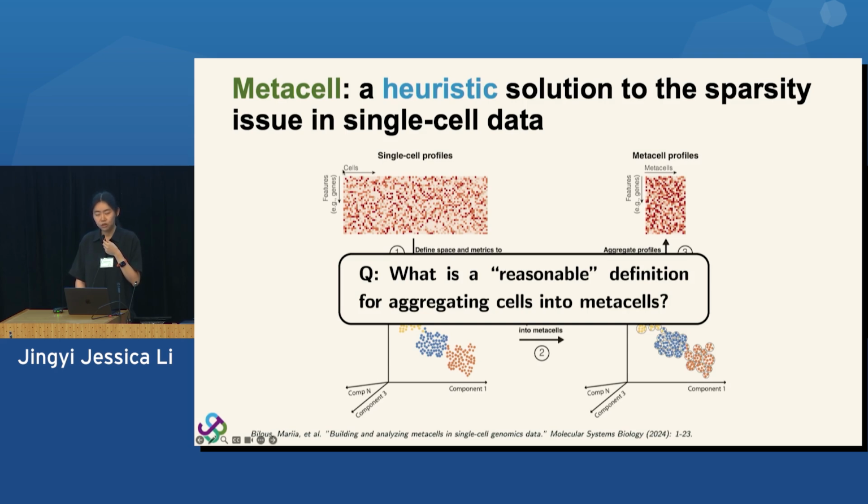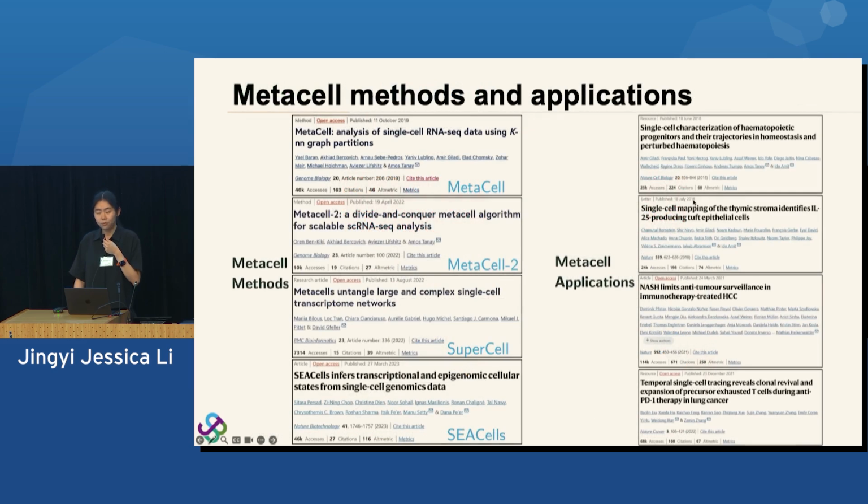Another extreme, you don't do aggregation at all, and every single cell stays as a single cell. So if you believe that pseudobulk loses single cell resolution, not so ideal, and single cell data is too sparse, then there must be some sweet spot in the middle. So before our work, there were 4 Metacell methods developed in the field.